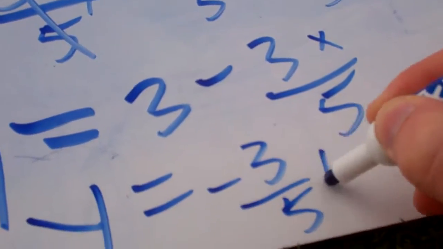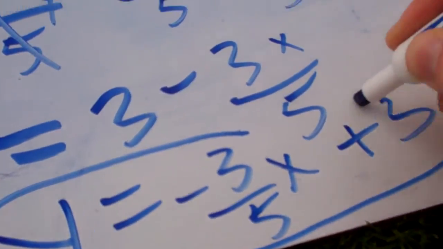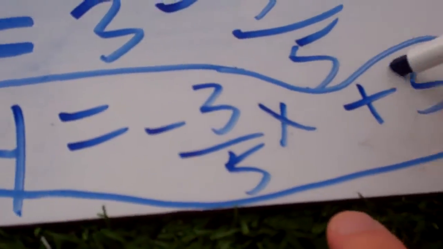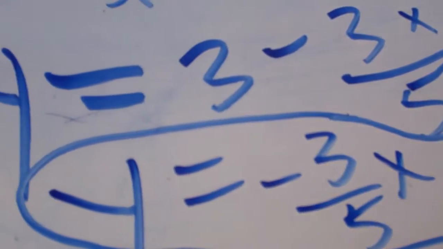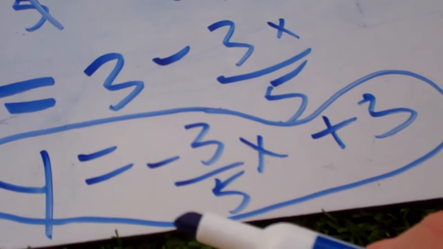And you ask yourself, Mr. Athman, that still doesn't look like y equals mx plus b. You know what? Let's make it look that way. Let's put the constant on the end. That's very easy to do. So there is our slope-intercept form. And now what's the slope? Well, it's the one that's multiplied by x, so it's negative 3/5.